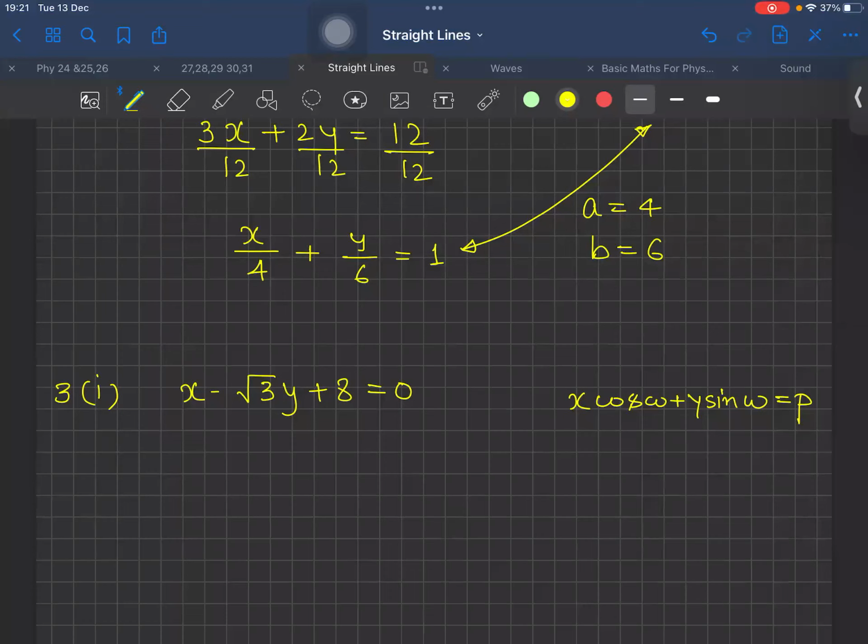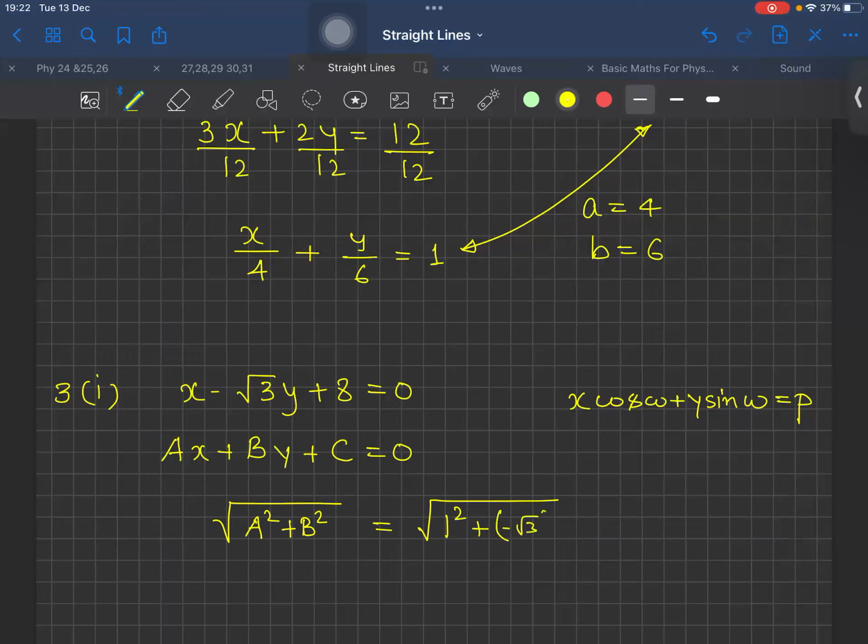Always first find, see, this is the general form of a line, ax plus by plus c is equal to 0, right? So always first find this value, a square plus b square. How much will that be? a is 1, plus b is minus root 3, whole square. How much are you getting? 2. All right.